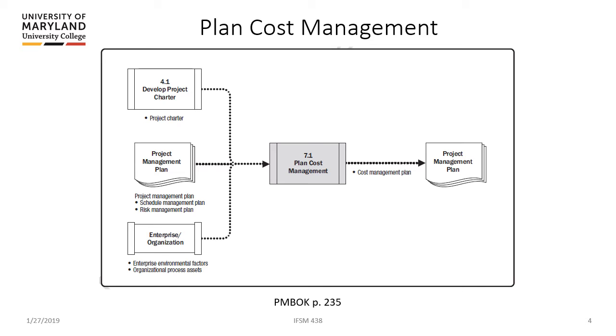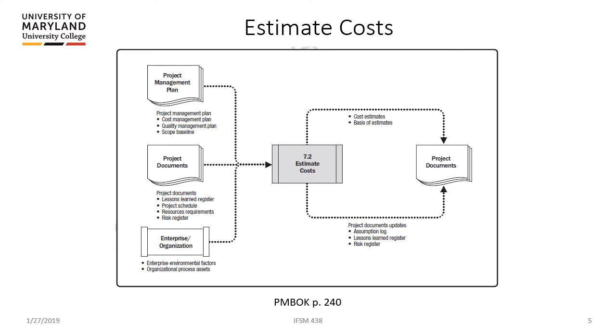So once we've documented how we're going to go about managing costs, we actually get into the business of doing it. And that starts with estimating costs. So last week we built our schedule. We had all of the activities identified. We applied resources to those, or at least we applied durations to those as to how long they were going to take. So now we need to use those to estimate our costs.